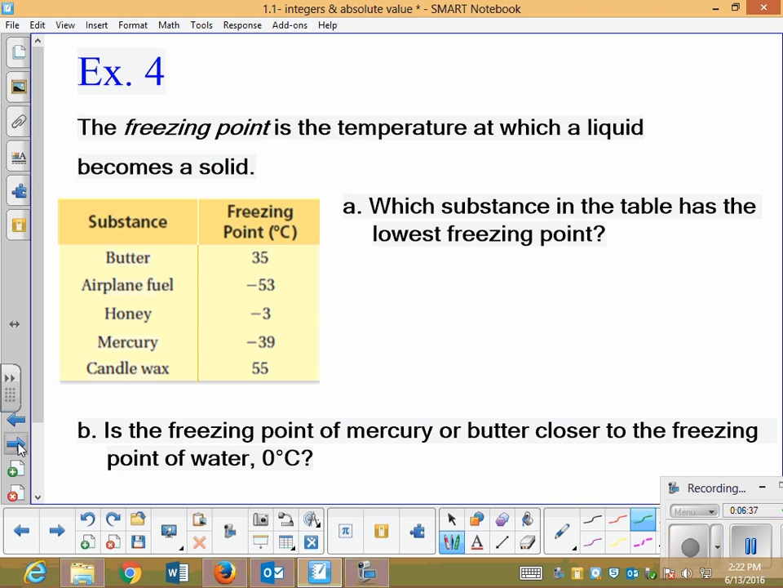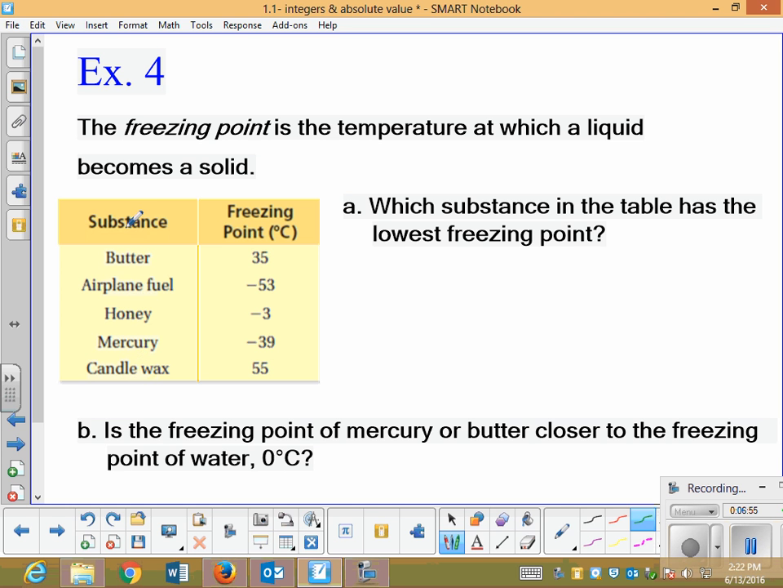All right. Our last example today is going to be example 4. This is going to be a story problem. So for this story problem, it's talking about freezing point. So it says here the freezing point is the temperature at which a liquid becomes a solid. So we have here some of these substances. You've heard of it before: butter, airplane fuel, honey, mercury, candle wax.